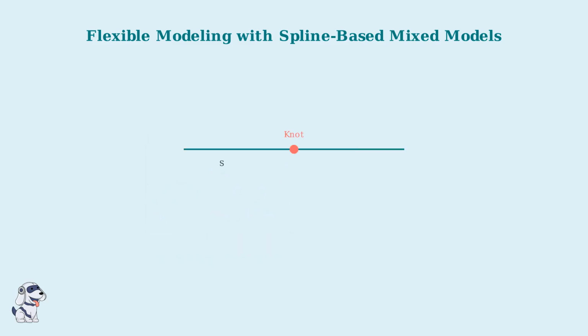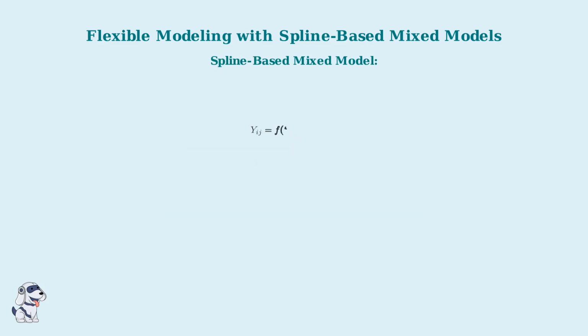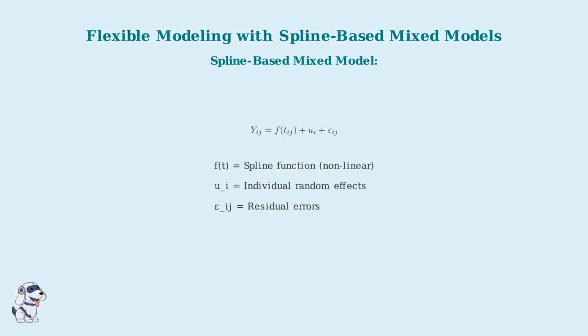Splines work by dividing the data range into segments called knots and fitting smooth polynomial curves within each segment. The key is that these segments connect smoothly at the boundaries. In spline-based mixed models, we combine this flexibility with the random effects structure. This allows us to model both nonlinear population trends and individual specific deviations from those trends.